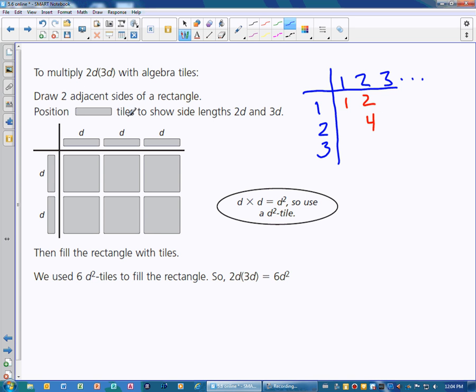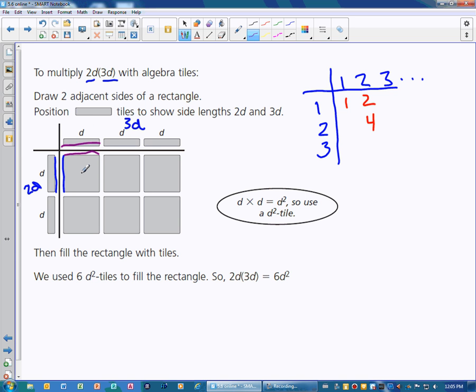So if we were going to multiply 2d by 3d, we are going to put what's getting multiplied on the outside, just like over here. So here on the left side, here's our 2d, illustrated by two rectangles, and 3d's on the top. Okay, so 2d times 3d. So the way it works is the length of this has to match the length here. And then the length here has to match the length here.